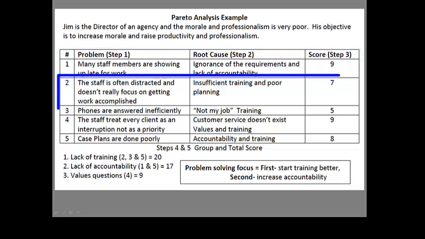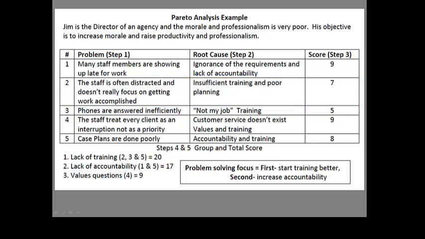This is a real problem for this particular agency. Notice too, the staff is often distracted. They really don't get focused. Well, the root cause is insufficient training and poor planning. That's a 7. It's a high intensity, not as high as a 9, but it's up there. And I go down through and I score all these. I identify the problem and the root cause.